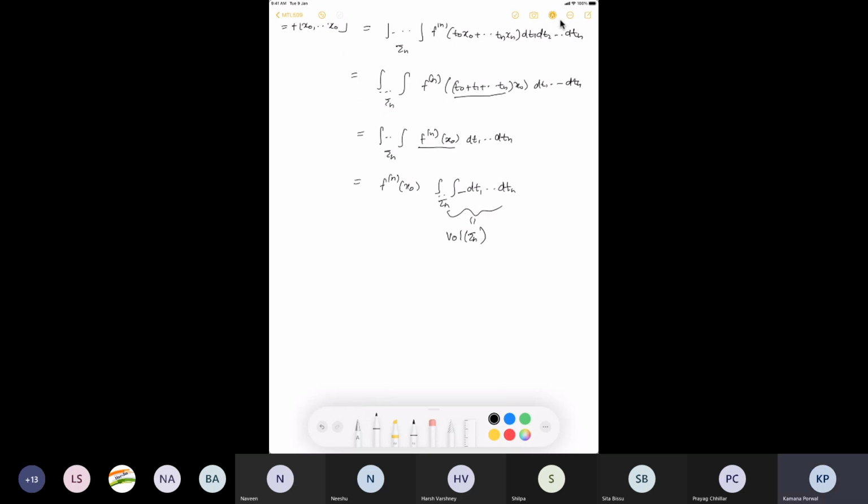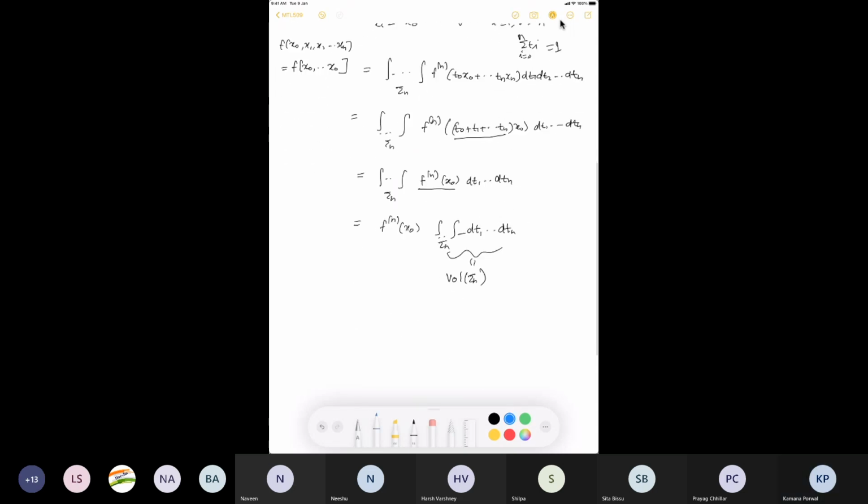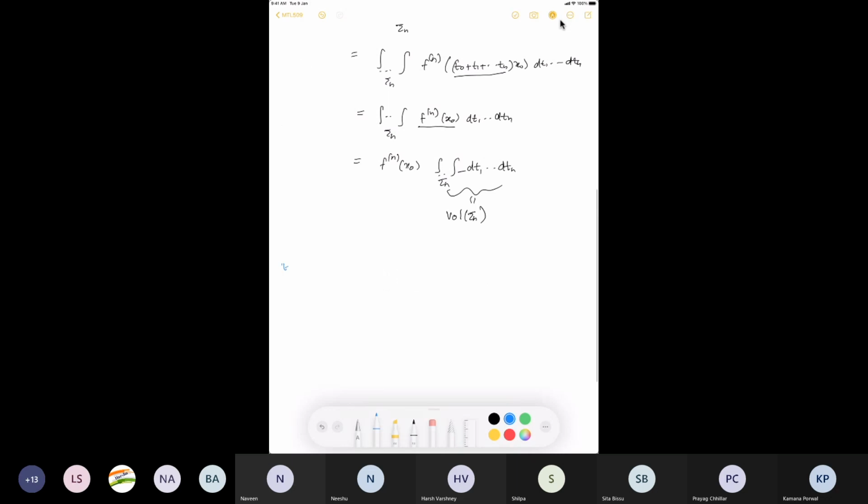So I'm giving you one exercise here. The claim is that this integral, which is nothing but the volume of the tau n, is 1 divided by factorial n. So how will you prove this? Or how will you realize that this volume is going to be 1 by factorial n?